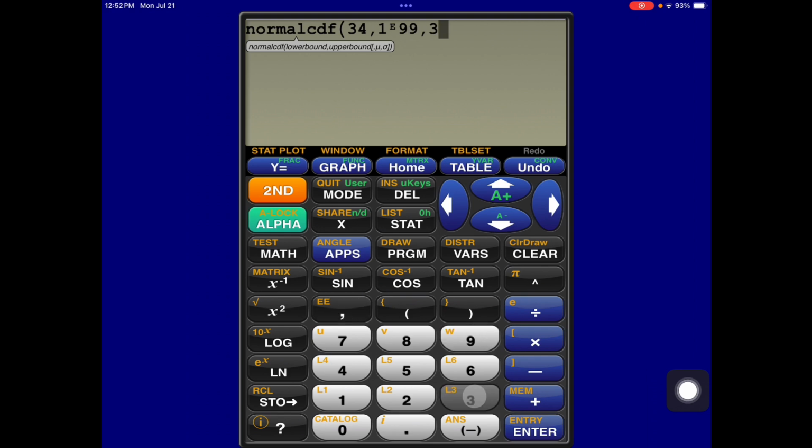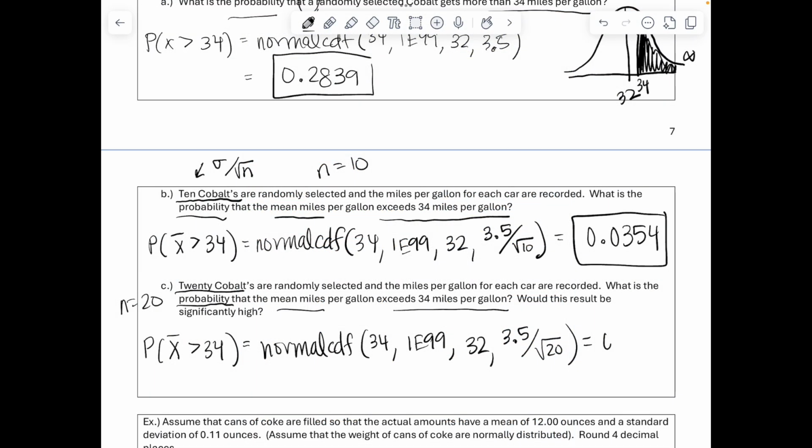comma, our mean, which is 32, comma, and then our standard deviation, which is going to be 3.5 divided by a square root, which again is second square root, which is second x squared. And then from here, I need to type in our n value, which is 20. And then I'm going to use that right arrow to get out of the square root and outside, close my parentheses, and select enter. From here, round your answer correct 4 decimal places. From the graphing calculator, we get 0.0053. And there is a second question in here that says, would this result be significantly high?